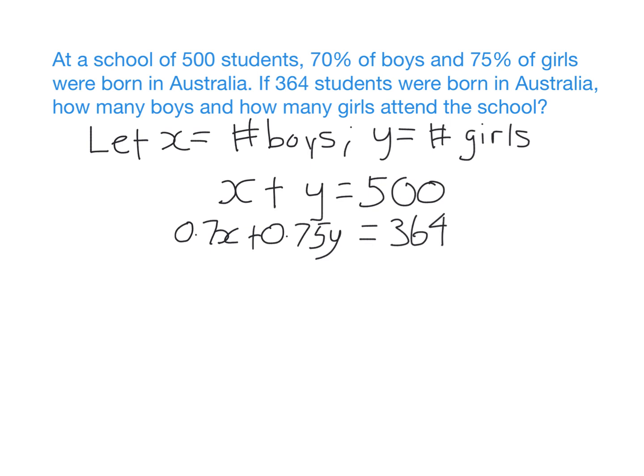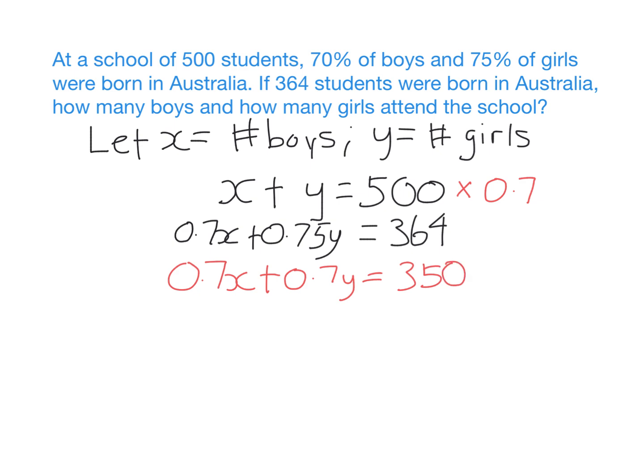So we have our equations. We need to decide to use elimination or substitution. I'm going to use elimination. I want to eliminate x or y, but neither has the same coefficient in both equations, so I need to multiply one or both equations. I'm going to multiply the top equation by 0.7. That means the x is multiplied by 0.7, so is the y, and so is the 500.